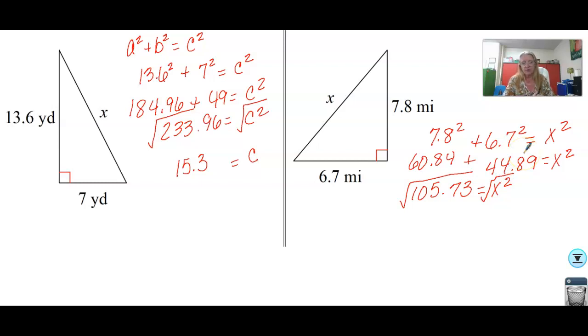Second button, x squared button, type in 105.73, and rounding, we've got 10.28, so this is going to be 10.3 equals x. Okay, so in Reveal, if this were your problem in Reveal, you would just type in 10.3.